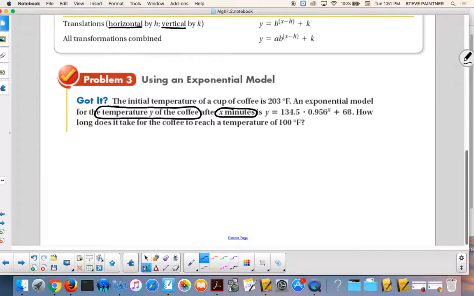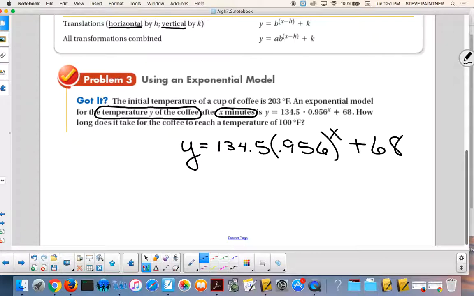Okay. Here's the formula. Y equals 134.5 times 0.956 to the X plus 68. Here's the question. How long does it take for the coffee to reach that temperature, 100 degrees? Where did it start again? How hot was the coffee in the beginning? 203. How long does it take for the coffee to cool off?